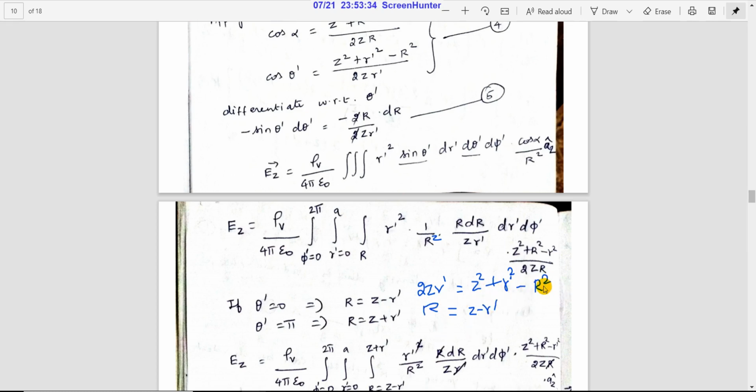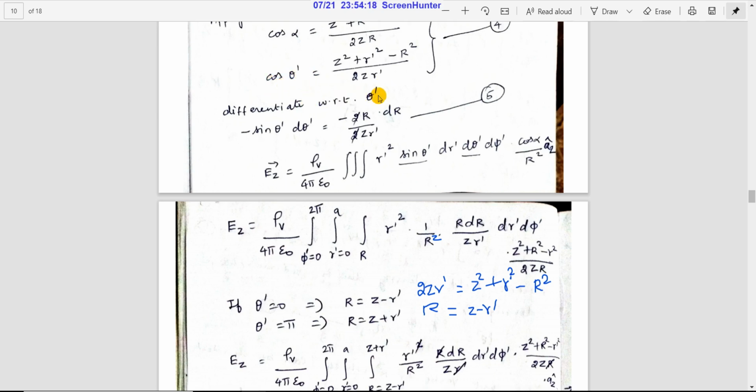So if you rearrange this, you can make r square on one side, and you can move the 2z r dash term to this side. So you will be getting r square is equal to (z minus r dash) the whole square, because z square plus r dash square minus 2z r dash will be equivalent to (z minus r dash) square. So we can cancel out those squares, and we will be getting r is equal to z minus r dash.